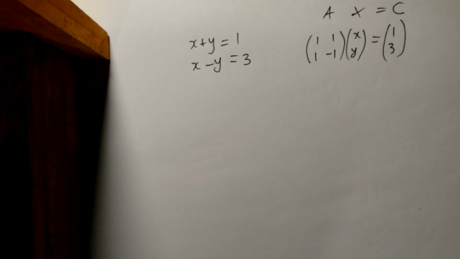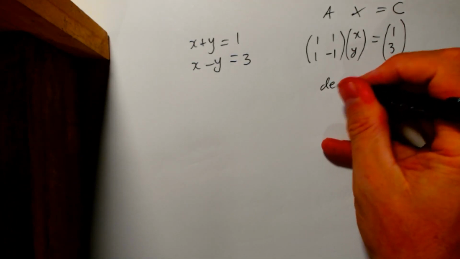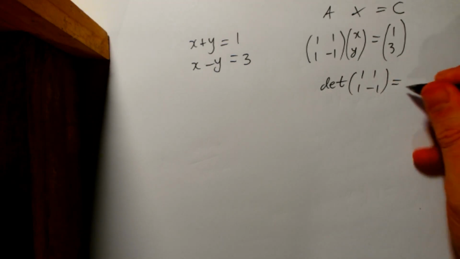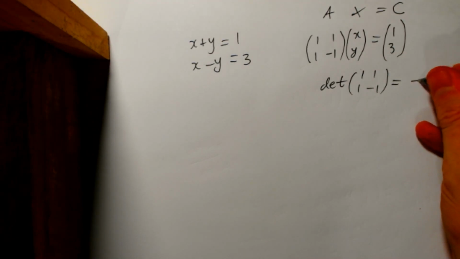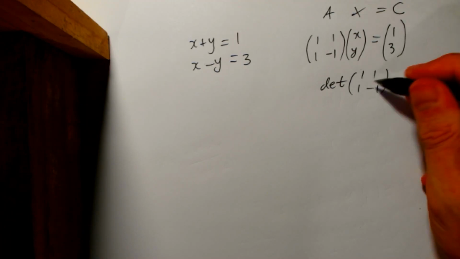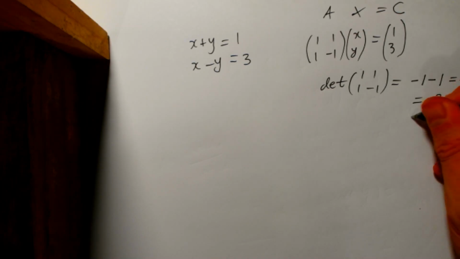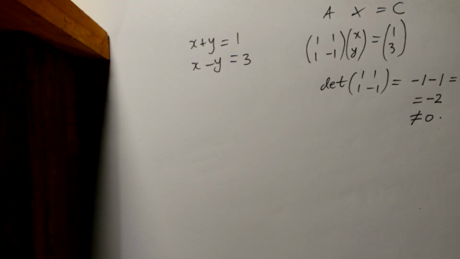Okay, so we ask, is the determinant of the matrix A equal to 0? So the determinant of the matrix 1, 1, 1, minus 1 is equal to the product of the diagonal elements, minus 1, subtract the product of the off-diagonal elements. So minus 1 is minus 2, and minus 2 is non-zero. So we see that there is a unique solution.